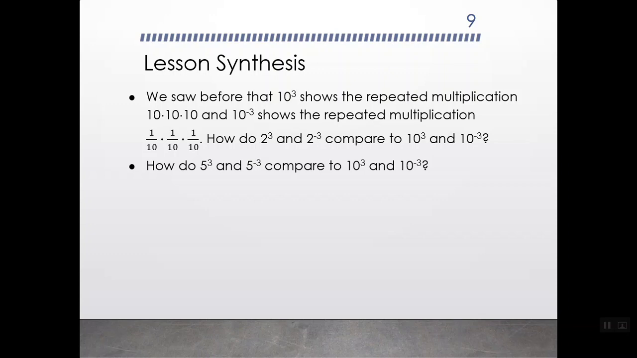Similar here, how do 5 to the 3rd and 5 to the negative 3rd compare? Well, 5 to the 3rd is 5 times 5 times 5. 5 to the negative 3rd would be 1/5 times 1/5 times 1/5.